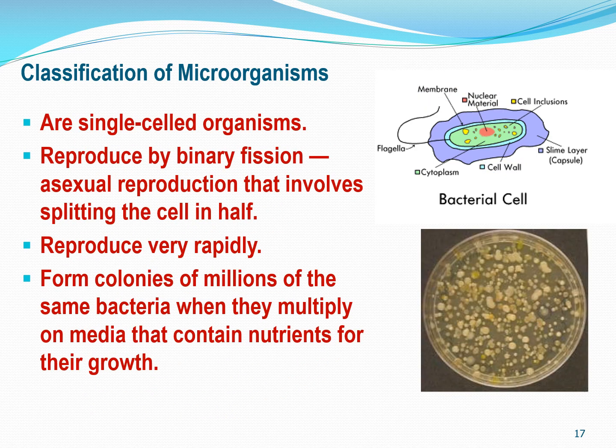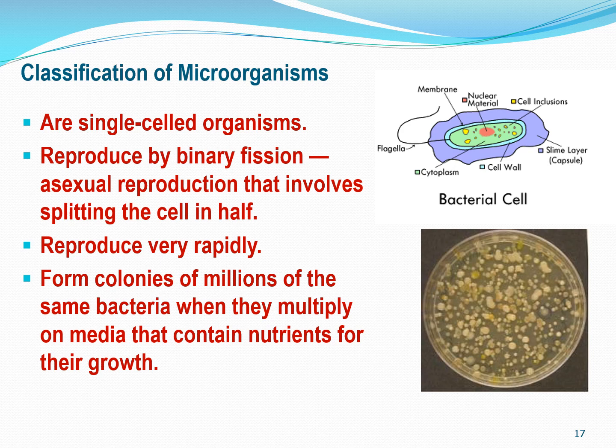Okay, so we're still talking about bacteria, right? We're still listing out these things that define bacteria, right? They're usually single-cell organisms. They reproduce by binary fission, asexual reproduction that involves splitting that cell in half. They reproduce very rapidly. They form colonies of millions of the same bacteria when they multiply on media, as we see in that picture down there in the far bottom right-hand side, that contains nutrients for their growth, right?